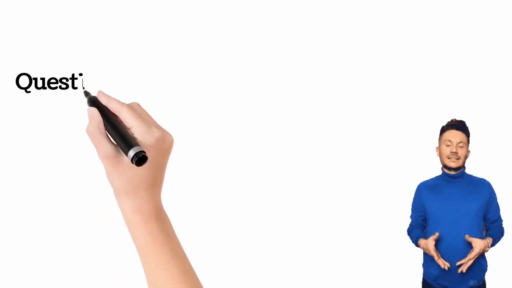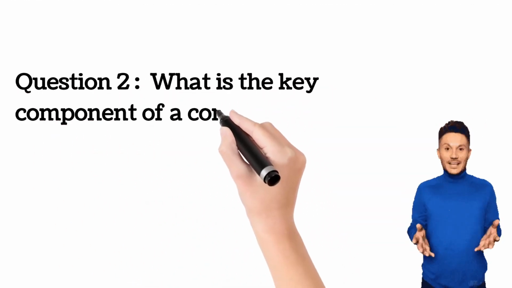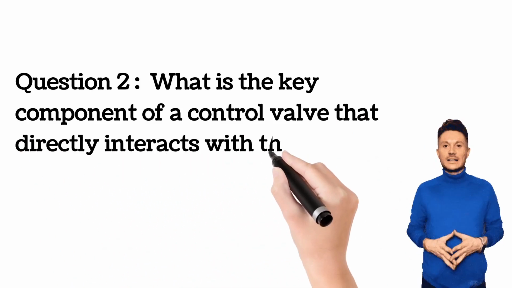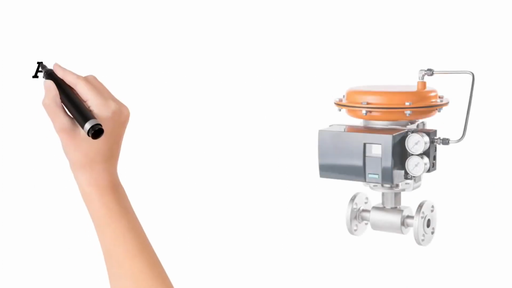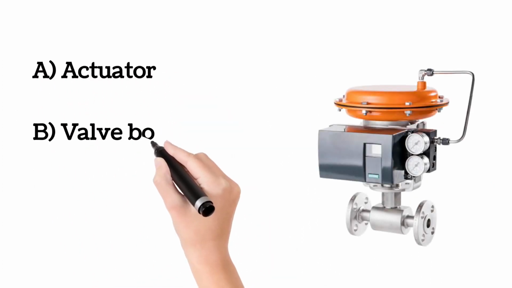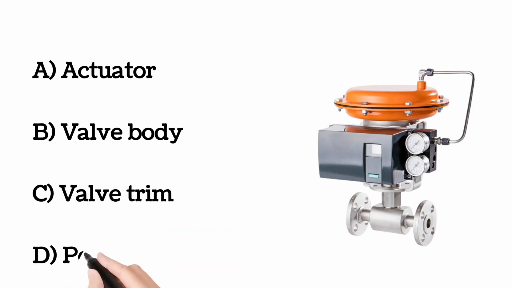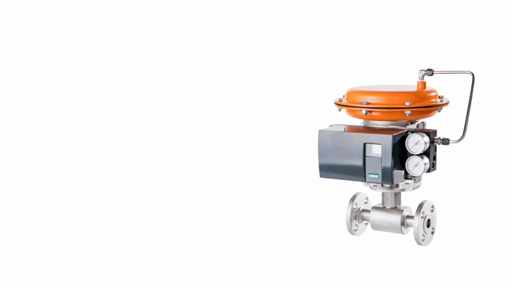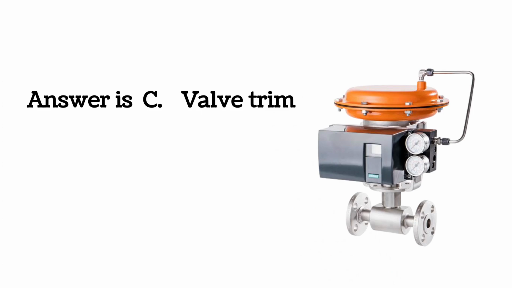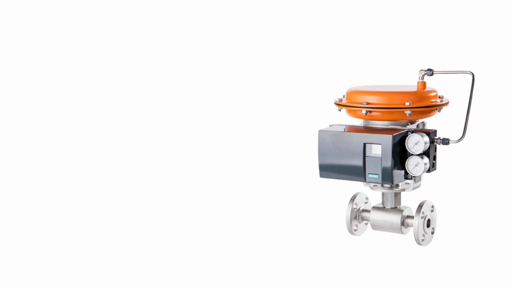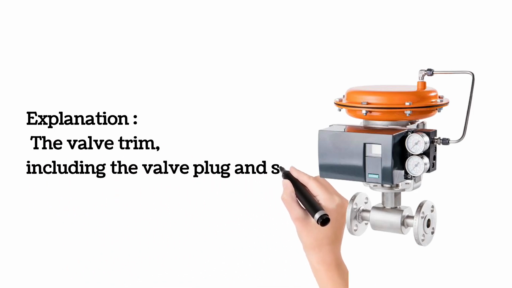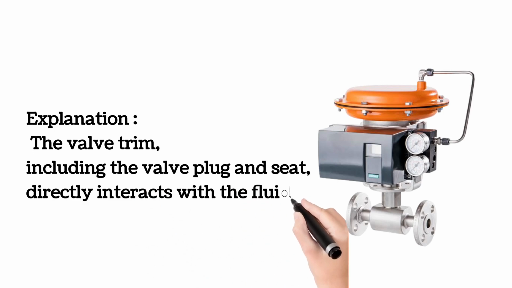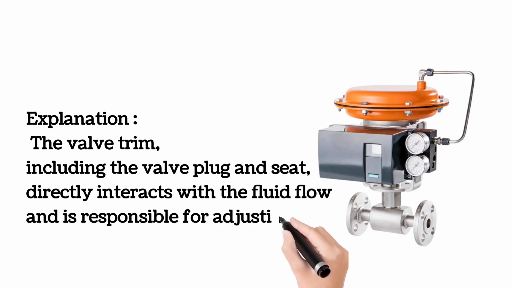Question 2 is, what is the key component of a control valve that directly interacts with the fluid flow? A. Actuator. B. Valve body. C. Valve trim. D. Positioner. Answer 2 is C. Valve trim. Explanation is, the valve trim, including the valve plug and seat, directly interacts with the fluid flow and is responsible for adjusting the flow rate.